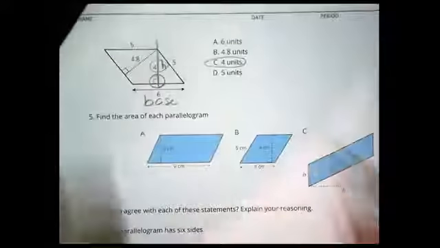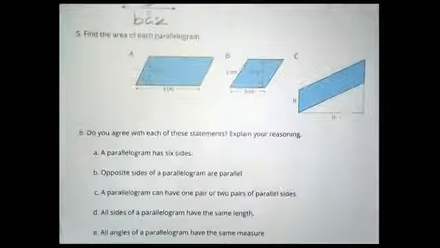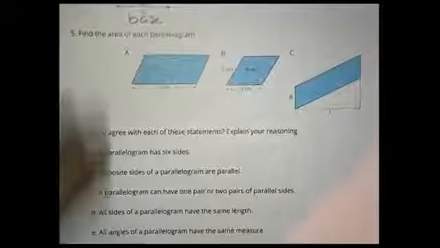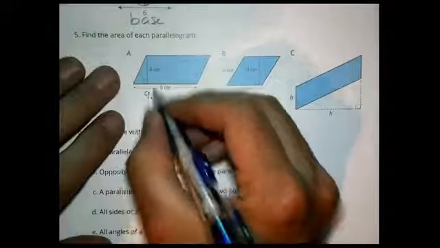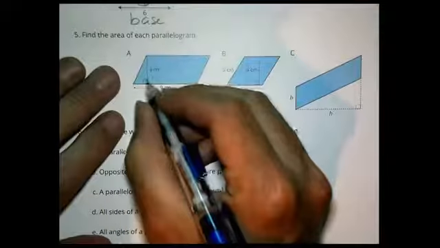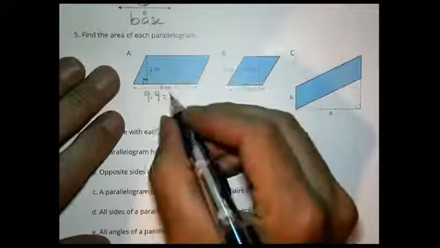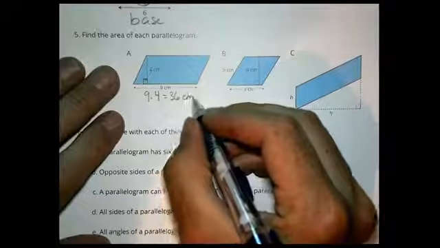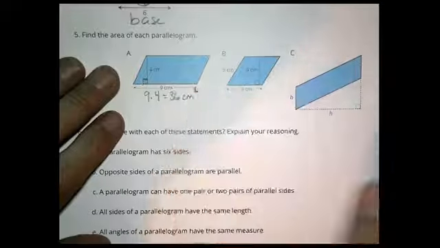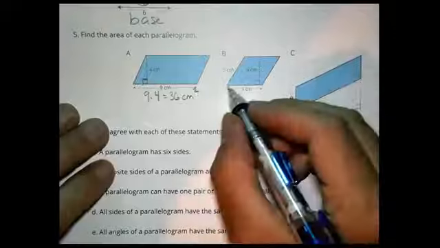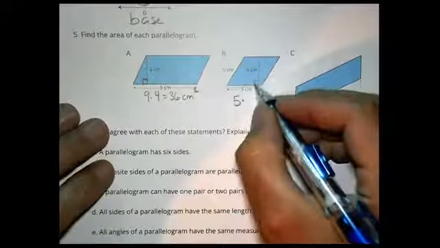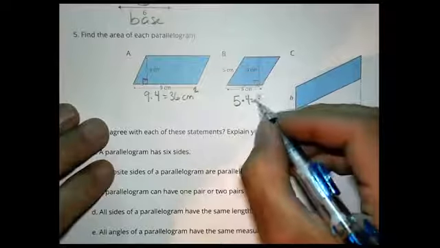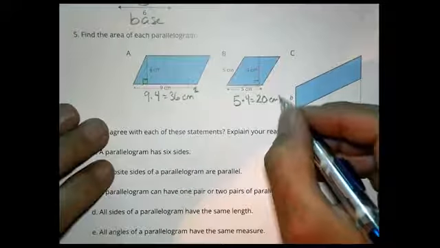Number 5. Find the area of each parallelogram. Okay, this one's pretty straightforward. It has a base and it has a height, because of the 90 degrees. 9 times 4 is 36, and we'll write down here centimeters squared. The next one, we have a base of 5, we have a height, because of 90-degree angles, of 4. 5 times 4 is 20, and again centimeters squared.